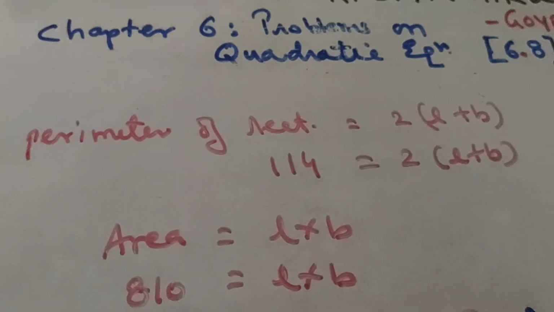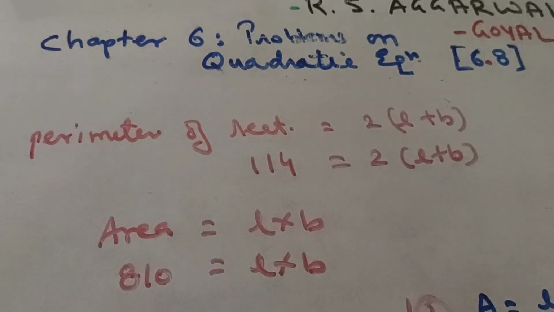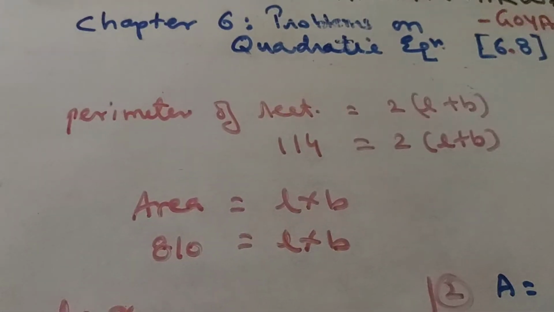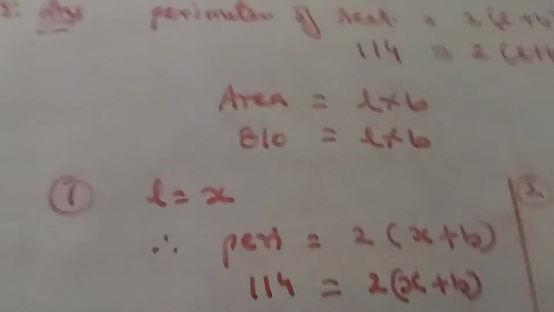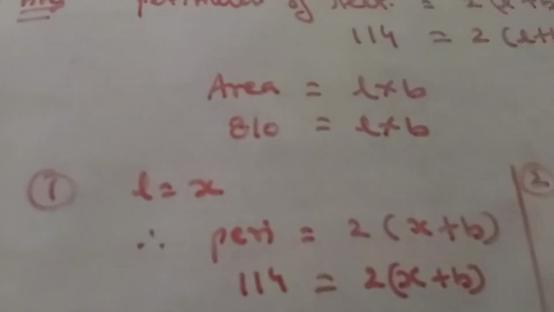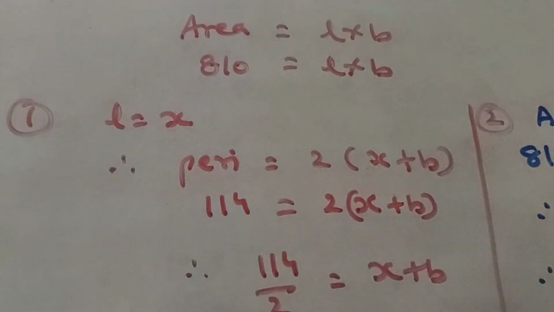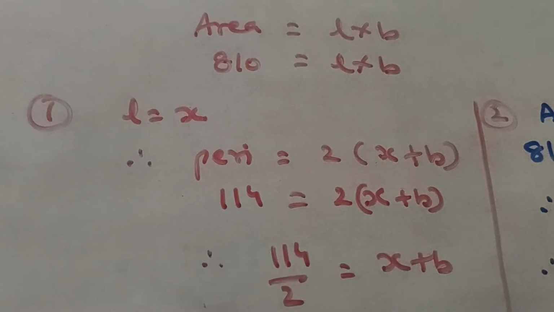So this is how it goes. So perimeter of a rectangle is equal to 2 bracket L plus B. 114 is equal to 2 bracket L plus B. Area is equal to L into B. So 810 is equal to L into B. And our question starts. It says take L as x and write the value of B in terms of x.